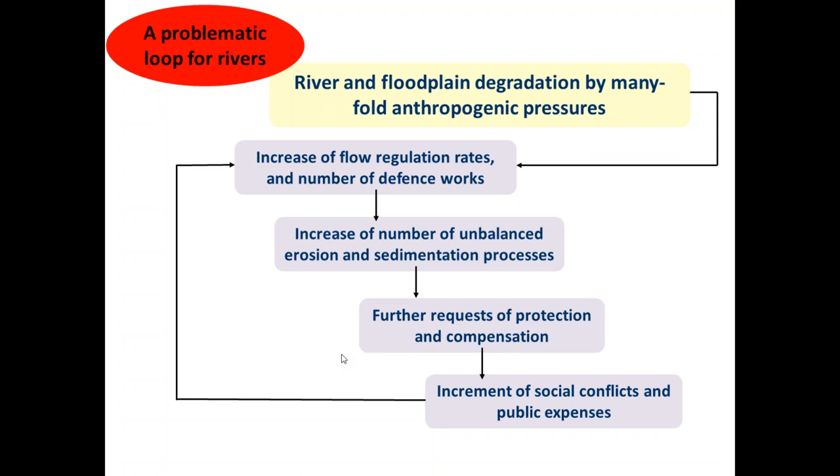And that increase of social conflicts has typically made authorities or administrations again increase flow regulation and introduce more defensive works. So this has been a very bad loop for rivers, because in the final stage we have found that rivers are sometimes just a continuation of different defense works, riprap, gabions, regulation, and finally we have dead, in many places, the bounded river systems. So this loop should be blocked, should be stopped, and if possible inverted to avoid it continuing.